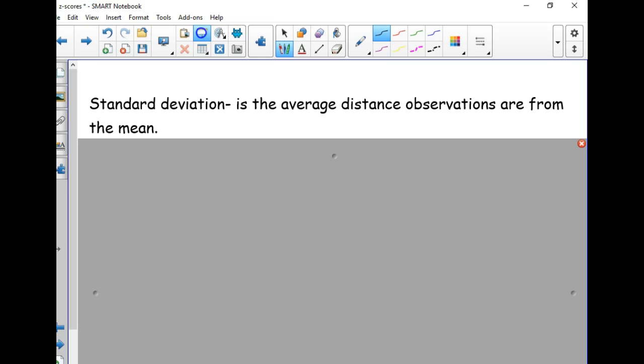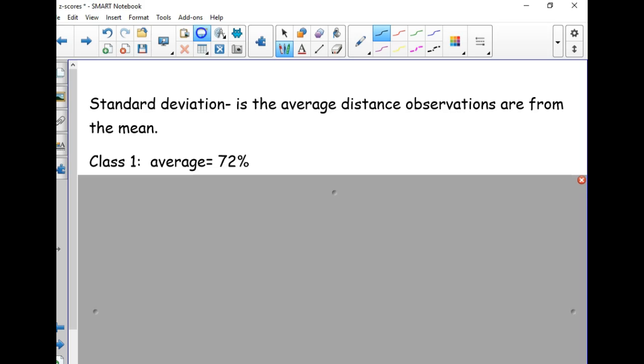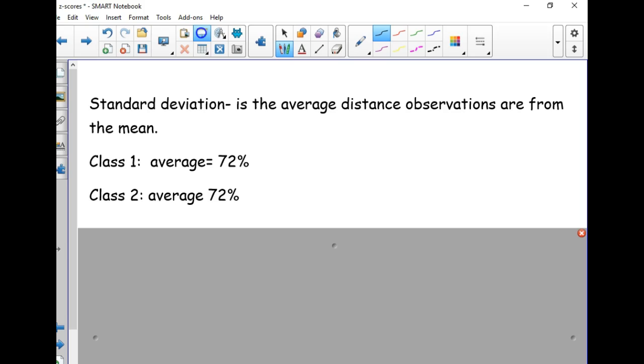Let me give you an example. People who don't know anything about statistics may look at two classes. Class 1, the average score in the class is 72%. Class 2, it's also 72%. By statistics alone, does it matter which class you would be in, class 1 or class 2? By statistics alone, it does not.